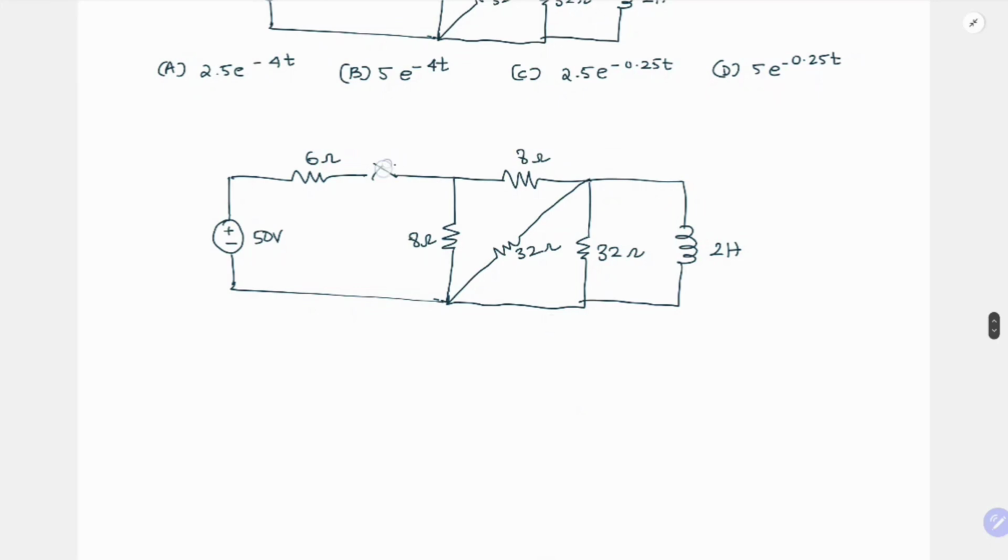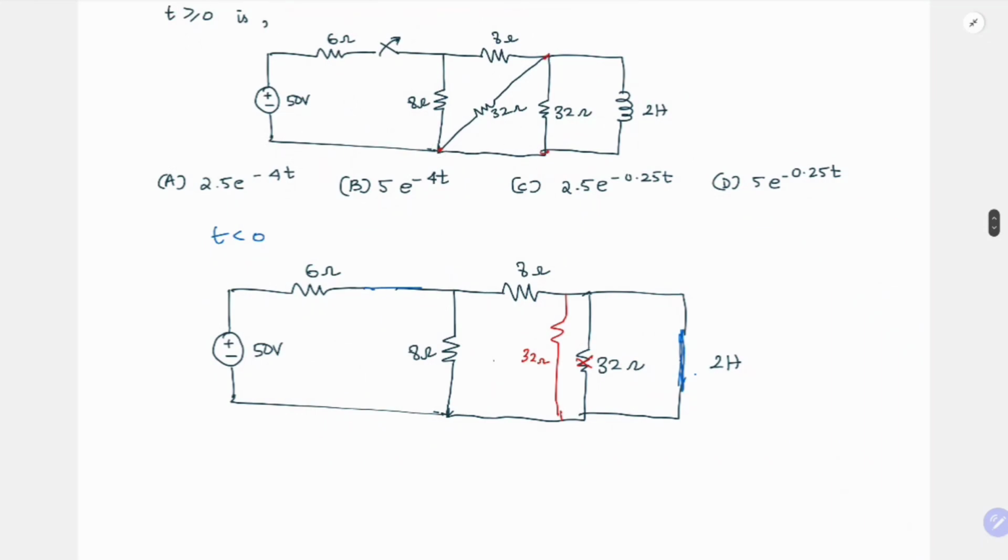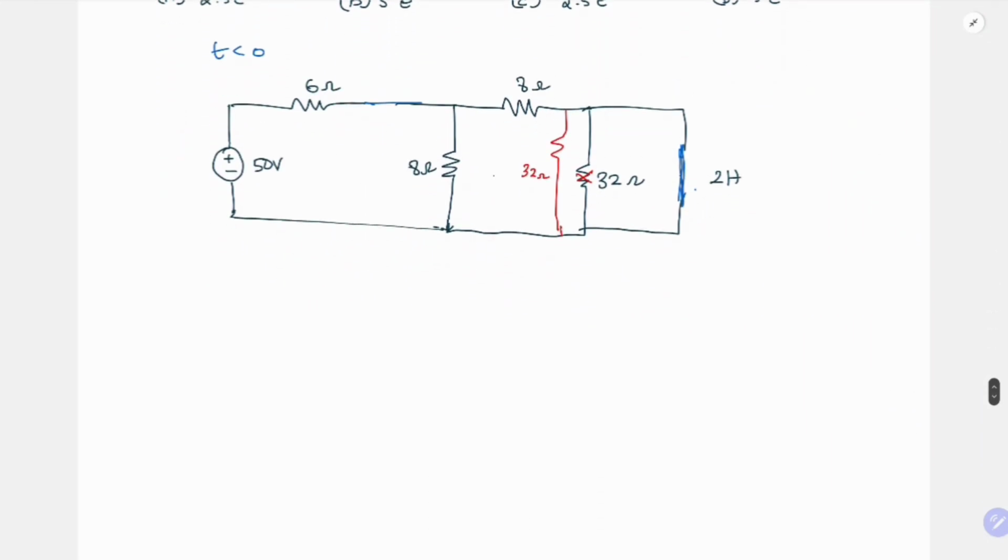Initially, this switch is closed for t less than 0. When it is closed for a very long time, you can assume this inductor as a short circuit, right? So I'll draw it like a short circuit. Once this is short, these resistors go away because they are in parallel. And this 32 ohm is also in parallel here, sitting between these same two nodes. So these both go away, right? Because whatever current comes here, all of it flows through the short circuit.